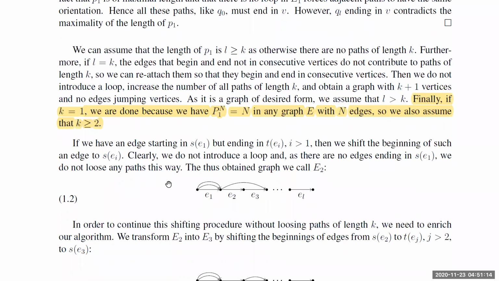For k equal to 1, it's obvious that the number of all paths of length 1 is just n, because these are just all the edges. And if you look into our formula for P(n,k), when we plug in k equal to 1, we obviously get n. Okay, so we can assume that k is greater than or equal to 2.